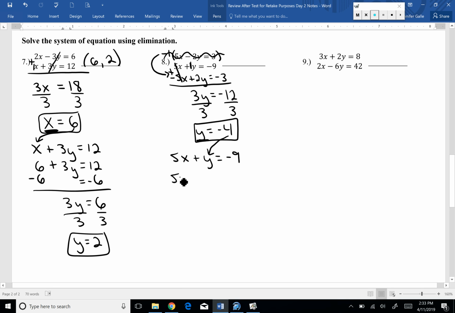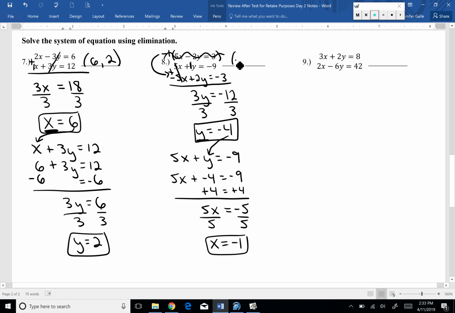So I have 5x plus negative 4 equals negative 9. Nothing else changes but that y. Instead of y, I have negative 4. I don't put the y back in. Y has been replaced. All right, so then we solve. We add 4 to both sides. 5x equals negative 5. And we get x is negative 1.